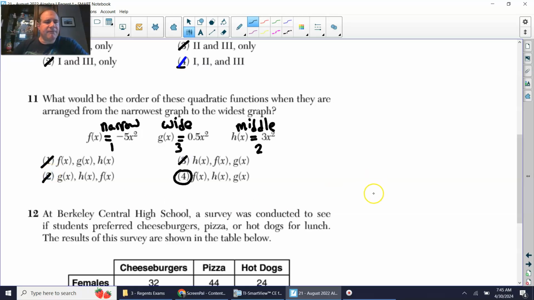All right. Remember, f of x is the narrowest. The way it works, the larger the coefficient is, the narrower the graph. The closer the coefficient is to 0, the wider the graph. And that's really it.